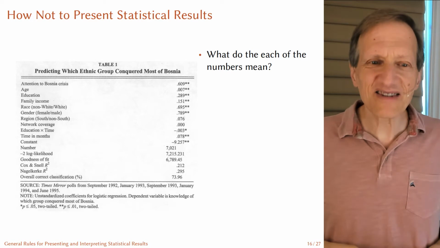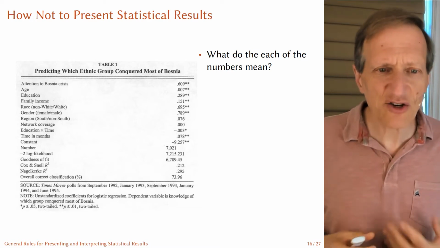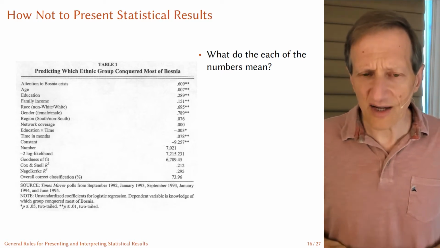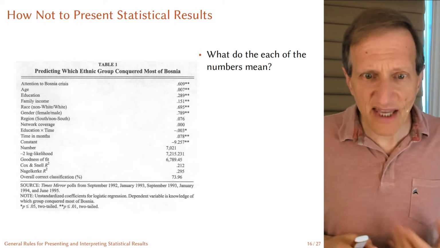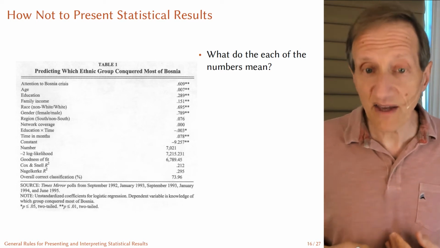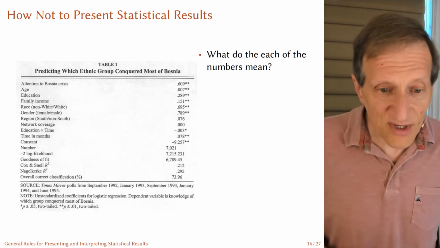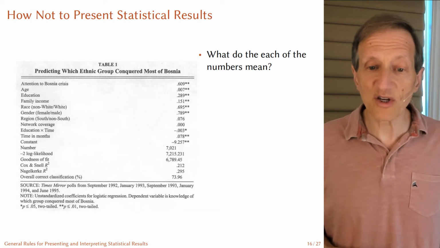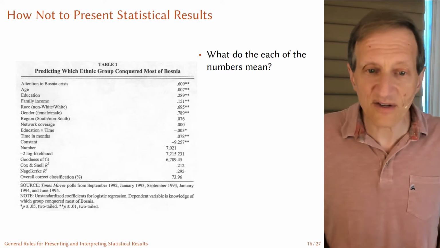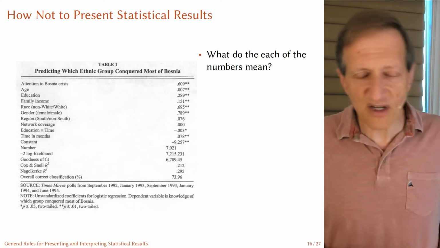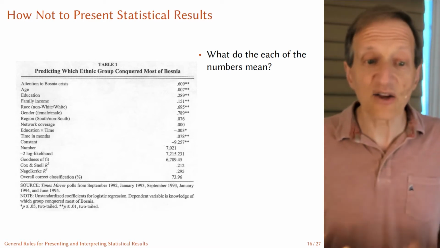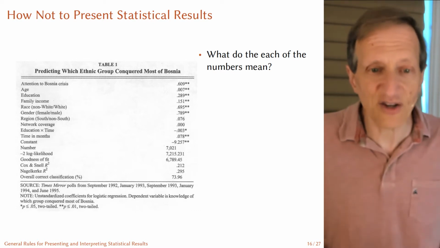Let's look at the numbers in this table. What do they actually mean to you? So attention to Bosnia crisis. You don't know whether the 1 or the 0 refers to any particular ethnic group. And then you got a 0.609. Does that mean something different than if it was 0.608? If there's 2 asterisks there, which at the bottom says P less than or equal to 0.012, what does that mean to you? Okay. Does that convey something about the Bosnia crisis? Which ethnic group conquered most of Bosnia is presumably, this must be a survey, and it must be whether it's knowledge of these things. But does it convey that to you?